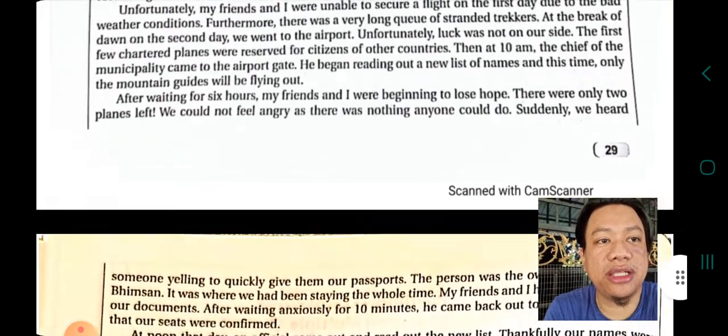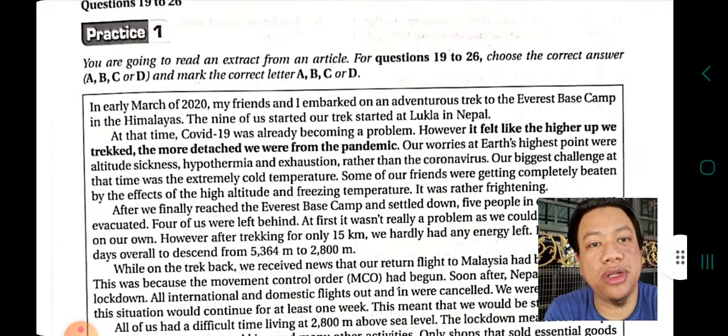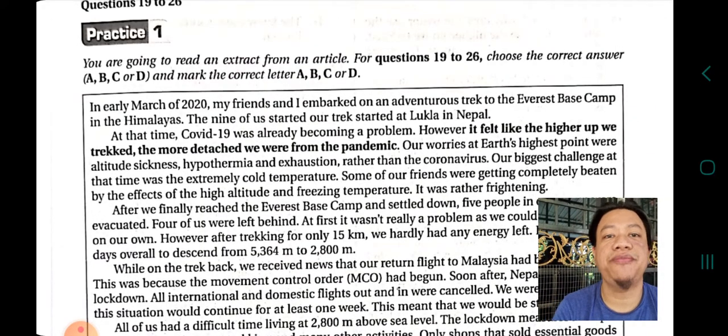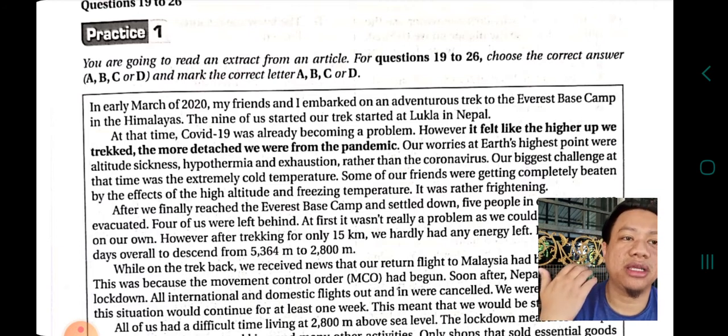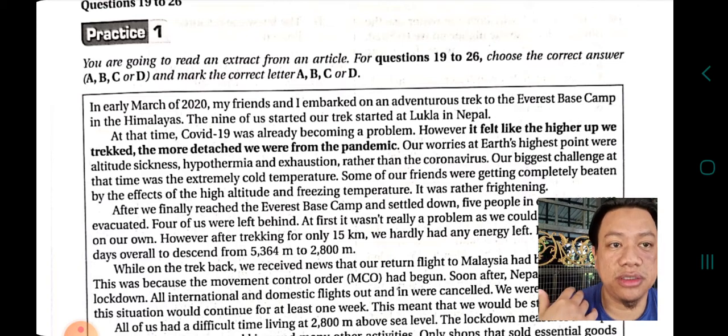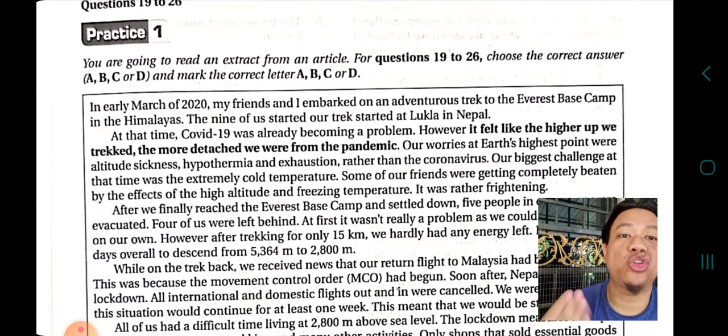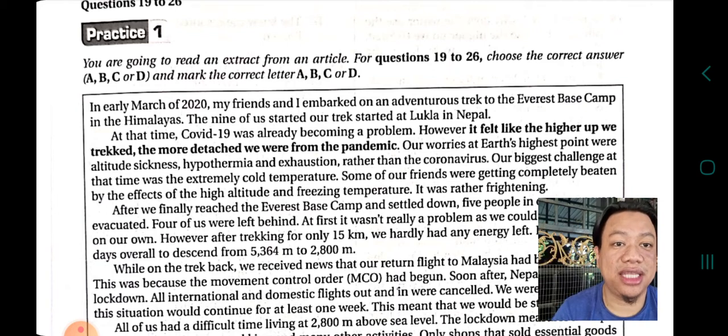Alright, so let us go with paragraph 2. Count 1, 2, perenggan 2. So, at the time, COVID-19 was already becoming a problem. However, it felt like the higher up we track, the more detached we were from the pandemic. Nak tahu maksud dia. Apa maksud ayat tu? Okay. Read the next sentence. Our worries at Earth's highest point were altitude sickness, hypothermia, and exhaustion, rather than the coronavirus. That is the answer.